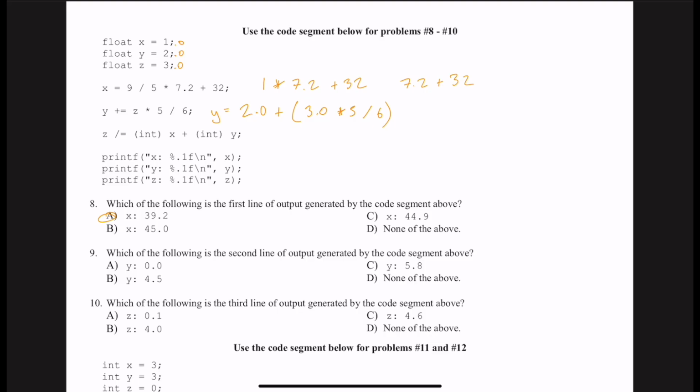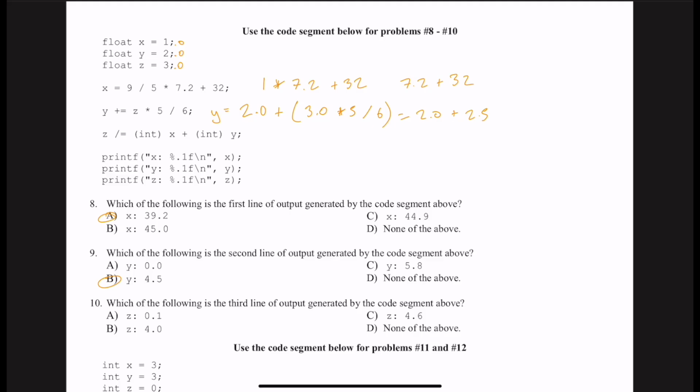So 3.0 times 5 is 15.0. A float times an integer will keep the higher data type, so it's going to stay as a float. So 15.0. 15.0 divided by 6 is going to be 2.5, because again, we're keeping that higher, or more detailed, as I like to call it, data type. So that's going to be 2.0 plus 2.5. So y equals 4.5.